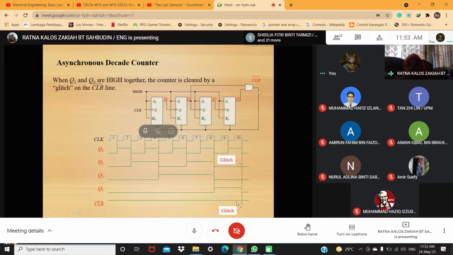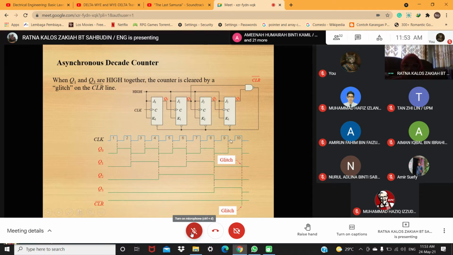You look at this NAND gate. This is NAND gate, right? Okay. The NAND gate is to clear at that point. At this, what clock here? Clock number 10 here. Okay, because decade you have only 10 bits.